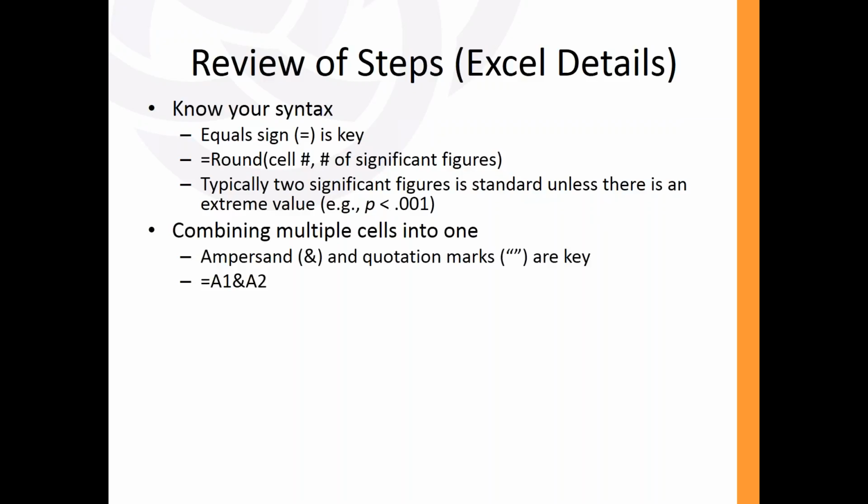Another piece is that you want to be able to combine multiple cells into one. If you think back to that APA formatted table, they had the mean and the standard deviation in one cell. So Excel lets you do this very, very quickly by using the ampersand. So if you want to, in one cell, type in the contents of cell A1 and A2, and what is A1 and A2 first of all?